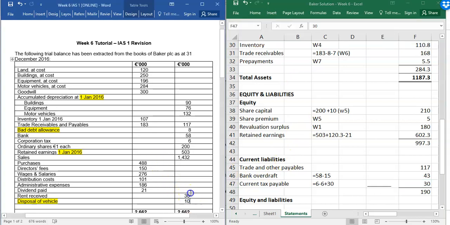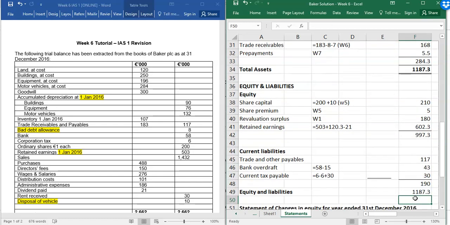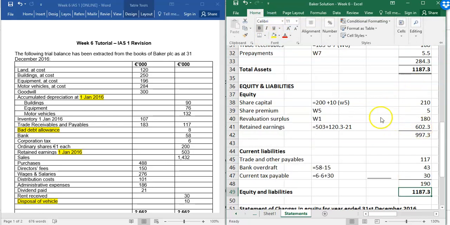And if we look through the rest of our credit side here, we have no other long-term liability, what we call non-current. So there's no bank loan or anything like that. So hopefully when we add both of these together, the 190 plus the 997.3, that gets us to our 1187.3. And we know we're correct because they balance.